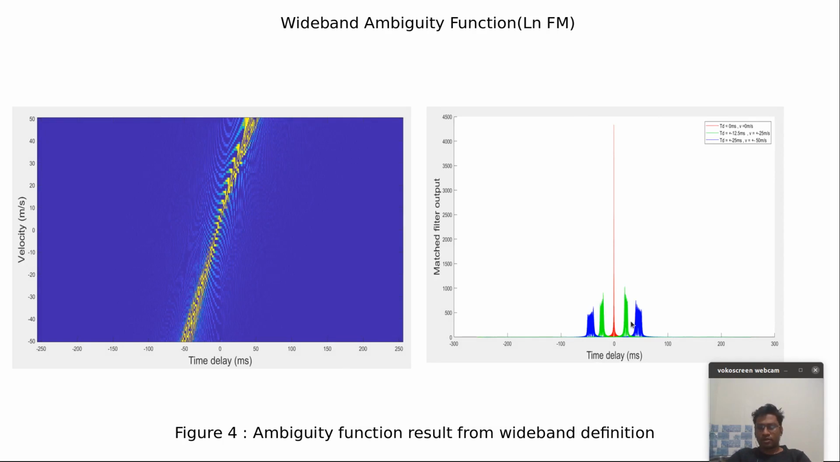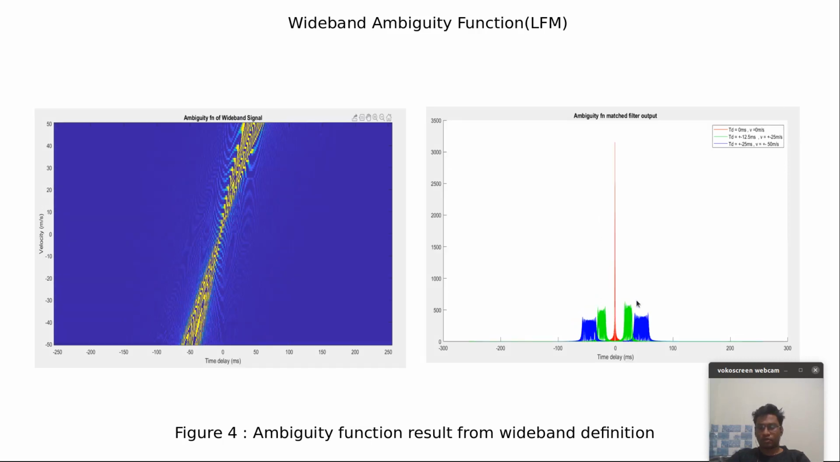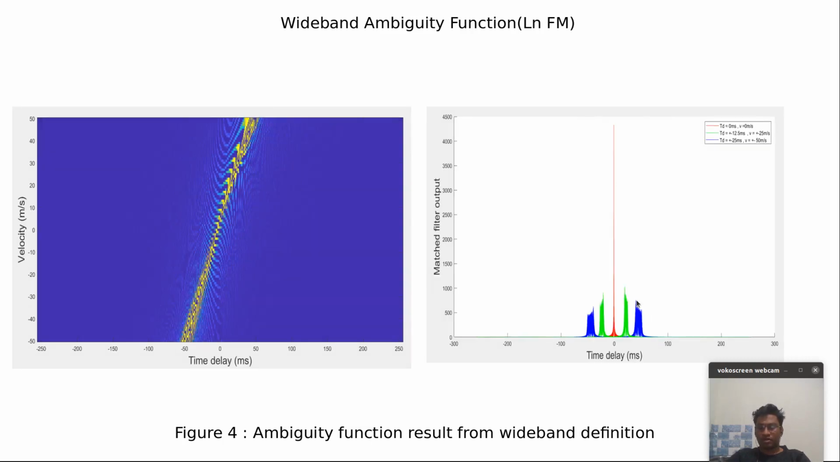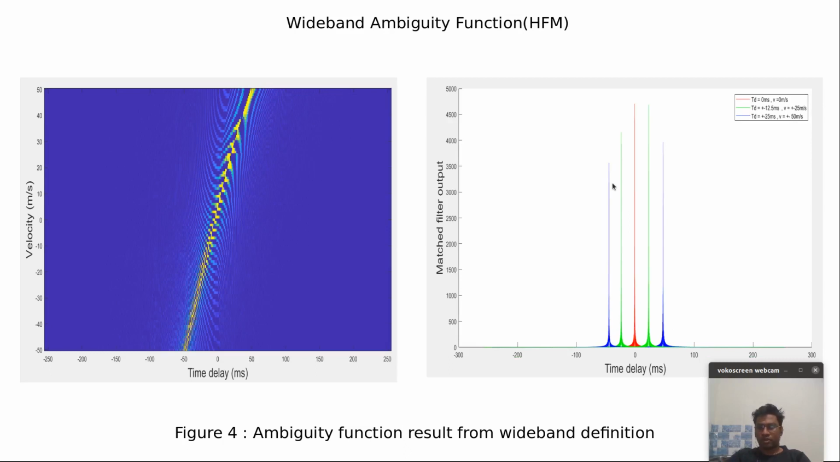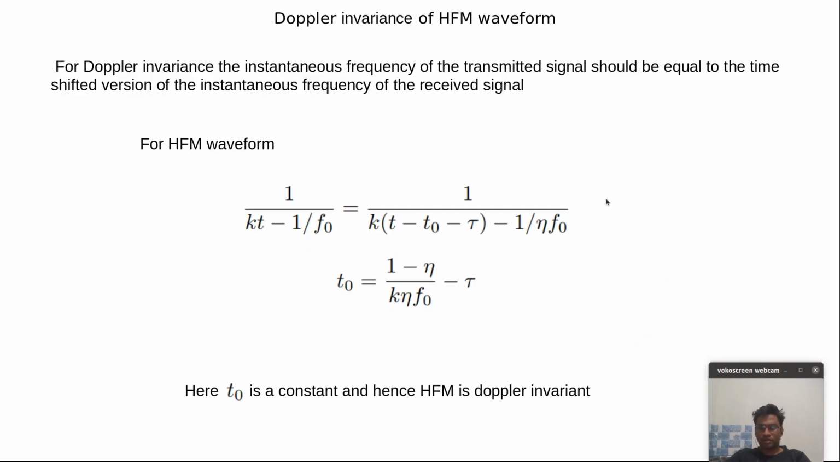And in the case of logarithmic FM, we are finding this performance is getting improved compared with linear FM. And with quadratic FM, from logarithmic FM, some more performance is getting improved. And in the case of hyperbolic FM, we are getting the best performance that you can find from here. And now there is a property in hyperbolic FM, that is Doppler invariance property.